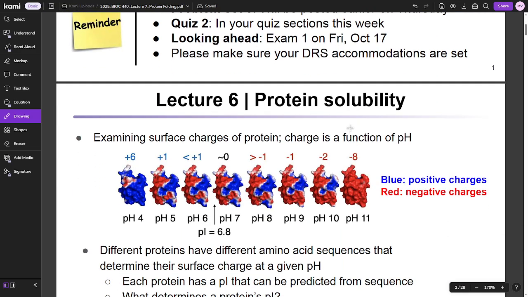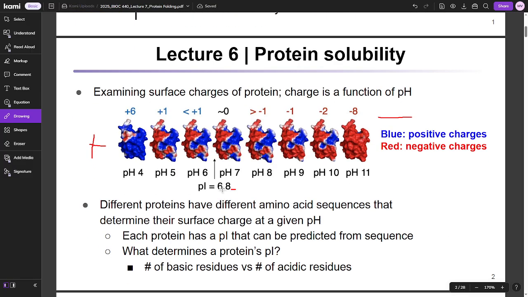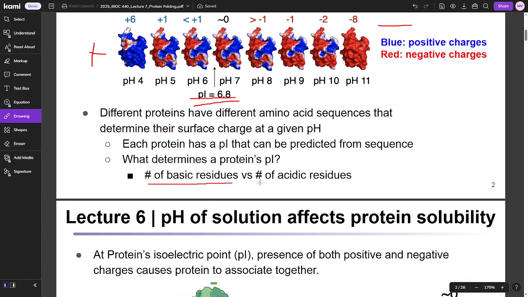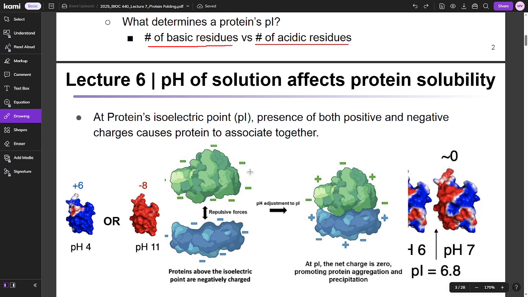Regarding protein solubility, remember that the pI is the midpoint where the net charge of a protein is 0, and at that point the protein is very insoluble. On either side of that, the lower the pH is, the more positive the protein is. The higher the pH is, the more negative the protein. This pI number is dependent on the number of basic residues versus the number of acidic residues. If there are more acidic residues, it's going to be lower than 7, and if there are more basic residues, it's going to be above 7.